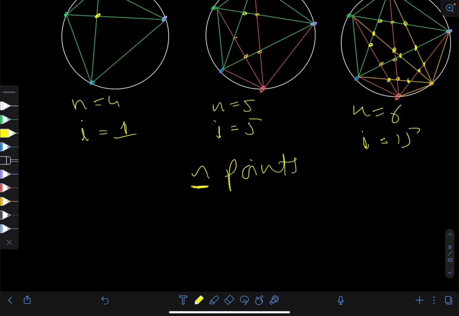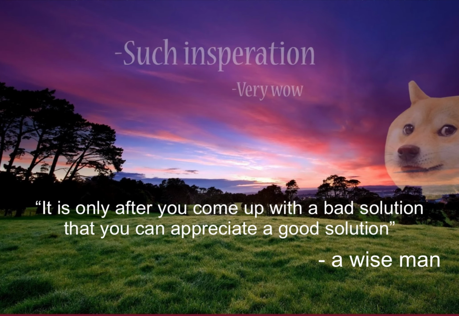Before I go ahead and show you the solution, which is actually pretty short, I encourage you to go ahead and try this on your own, because when I was working on this question, I came up with, well, frankly, a bad solution. But like a wise man once said, it is only after you come up with a bad solution that you can appreciate a good solution.